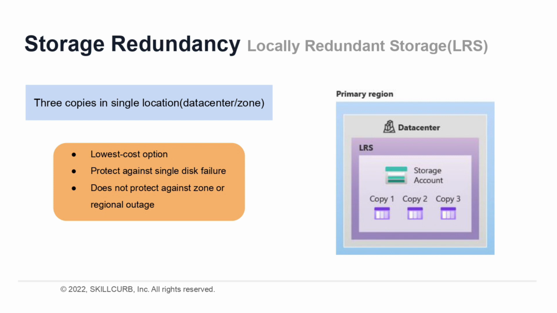However, since all of our copies are in a single data center or a single zone, this option does not protect against temporary zone or region-wide outages. If this availability zone is unavailable, our data is also unavailable because all copies of our data are within that single availability zone. Well, what do we do then if we want to have a little bit more redundancy or high availability in case of a single zone failure?